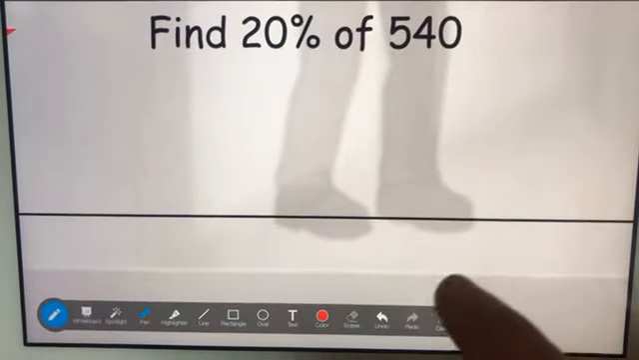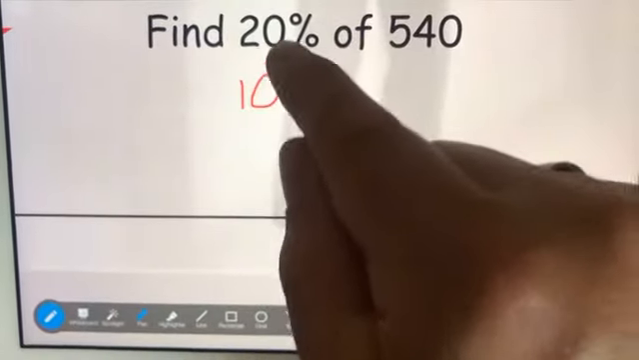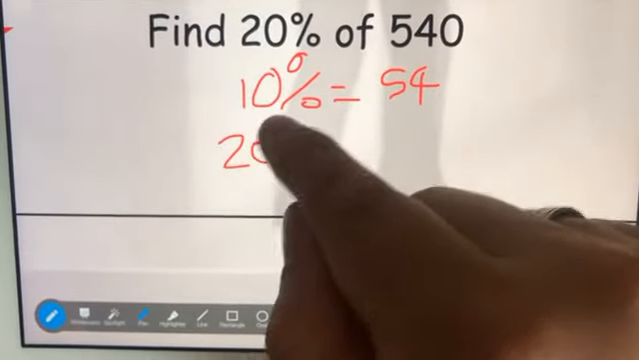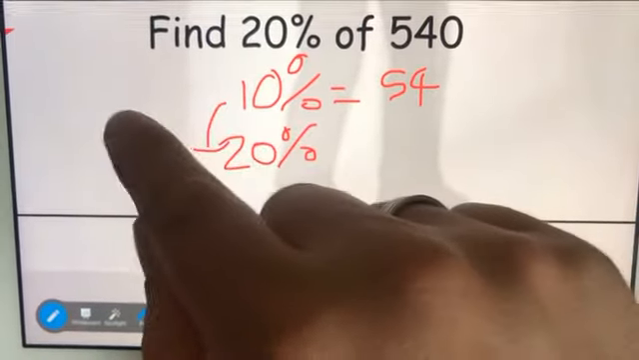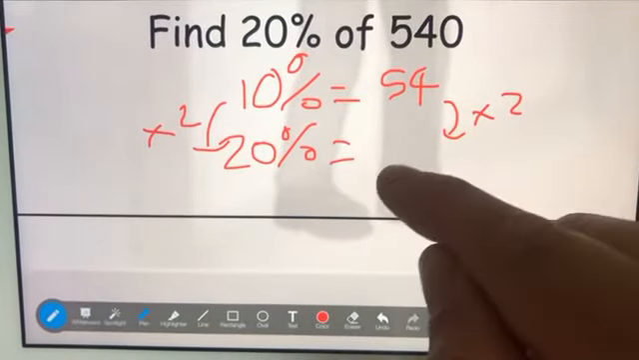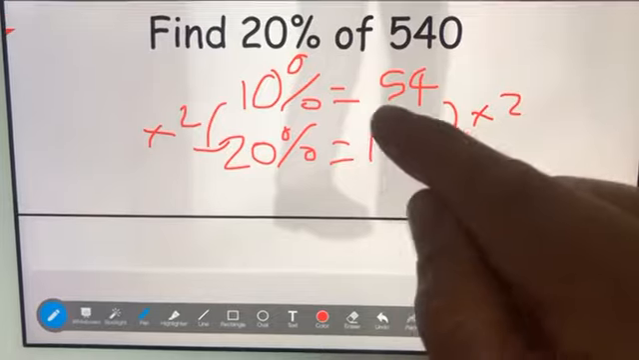20% of 540, very straightforward. Always find 10% first. 10% is 54. 20% if you times it by 2, on both sides. 54, you can add it together twice if you want to, gives us 108.